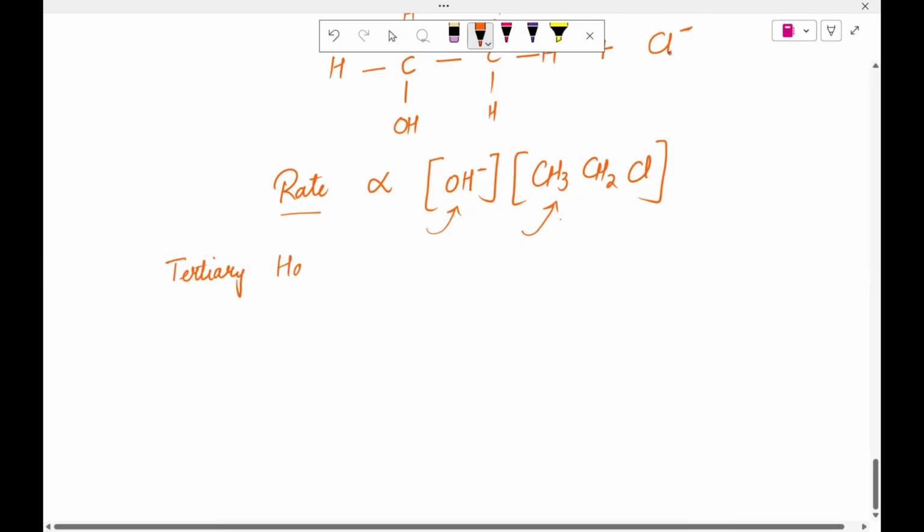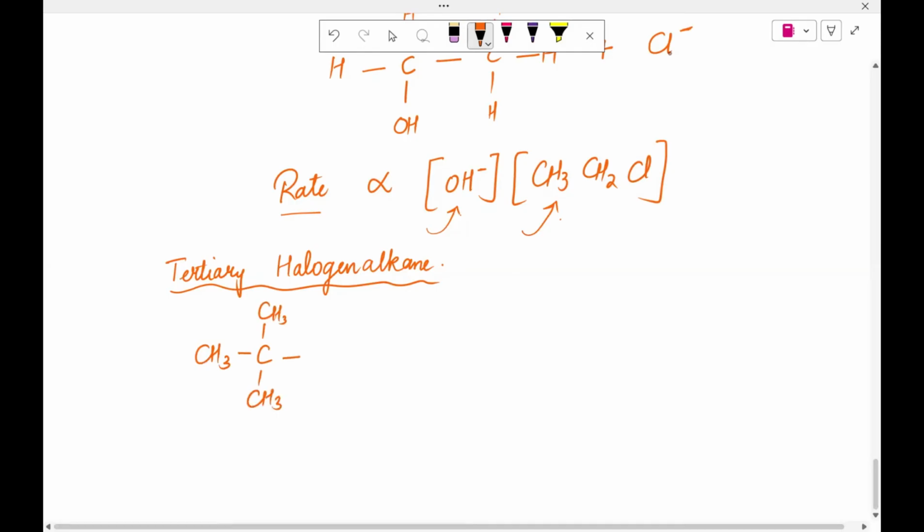Before, we have done primary halogen alkane, and now we are going to do tertiary halogen alkane. So what is going to happen here? This is CH3, CH3, this is CH3, and there is a Cl bond here. And this is tertiary halogen alkane. Why? Because the alpha carbon has three alkyl groups. So it is going to react with sodium hydroxide in a heat reflux reaction.